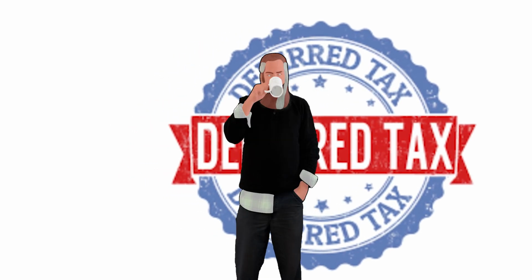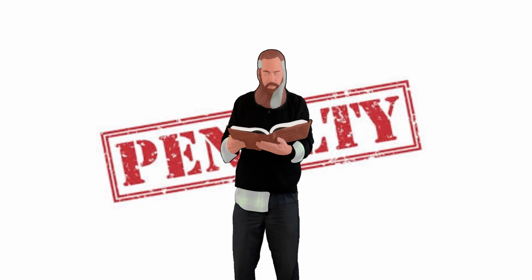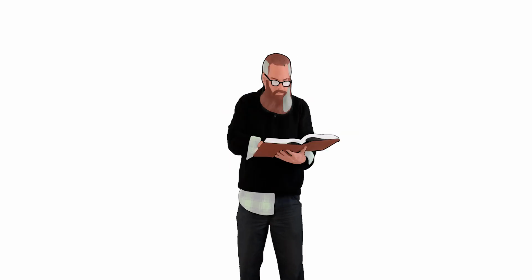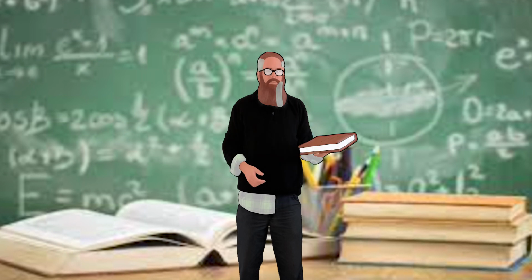If you withdraw the money from the account before the age of 59 and a half, then you have to pay an early withdrawal penalty of 10% on that amount, as well as income tax. The penalty can be waived for certain exceptions, such as a qualified higher education expense.